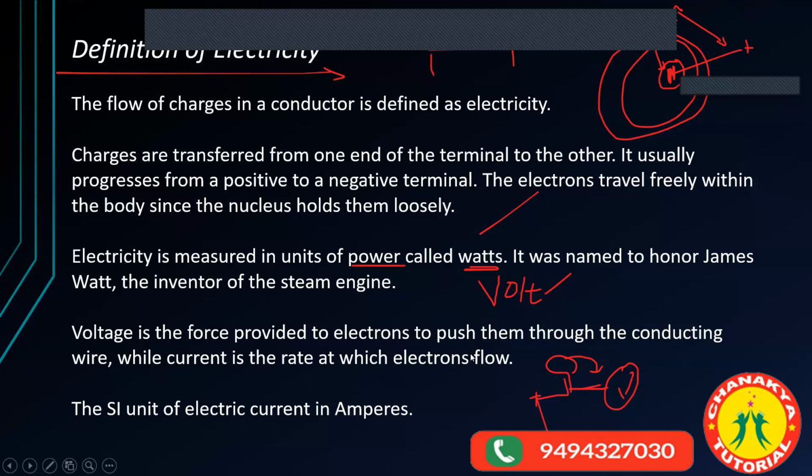For example, a car is traveling at a speed of 20 kilometers per hour. What is the exact meaning of this line? Can anyone tell? A car is traveling 20 kilometers per hour. Ma'am, it means that the car travels 20 kilometers in an hour, going at 20 kilometers speed.